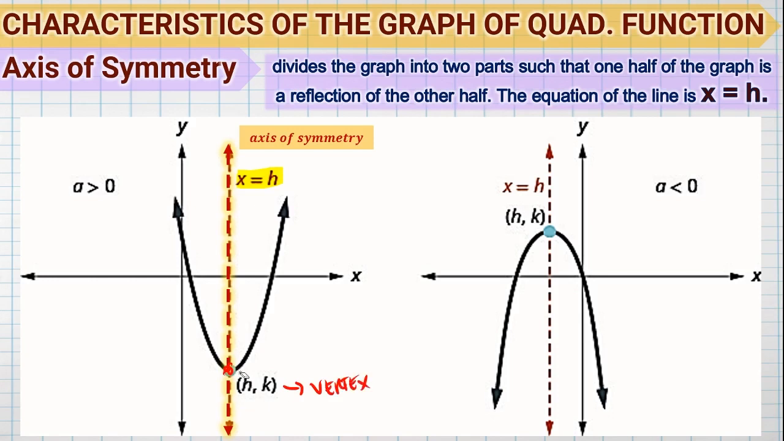vertex. Yan. So, it is also defined by the linear equation x equal to h, wherein h is the x value of your vertex. So, even if your parabola is opening downward, we will still be having x is equal to h kasi vertex pa rin naman natin yung (h, k) dyan kahit yung parabola natin is opening downward. So, that is the axis of symmetry.